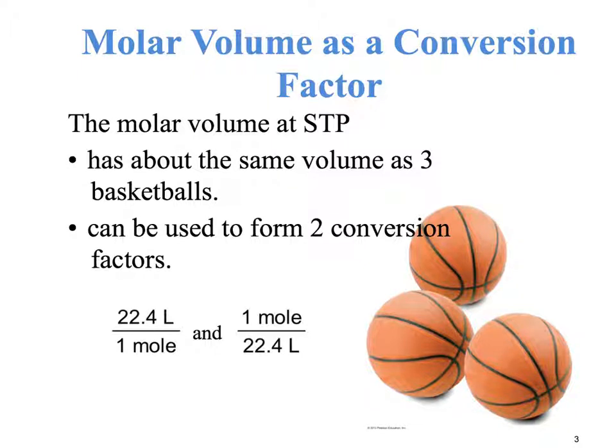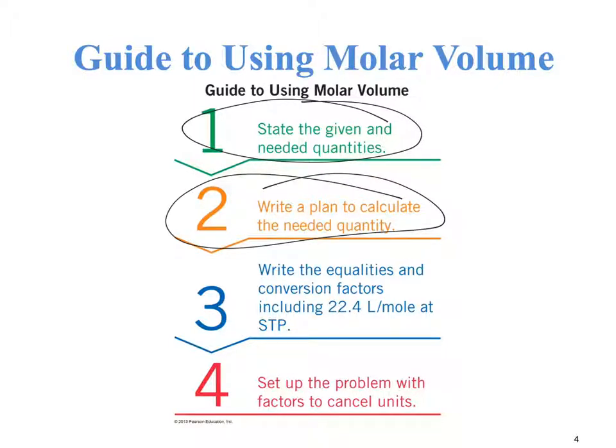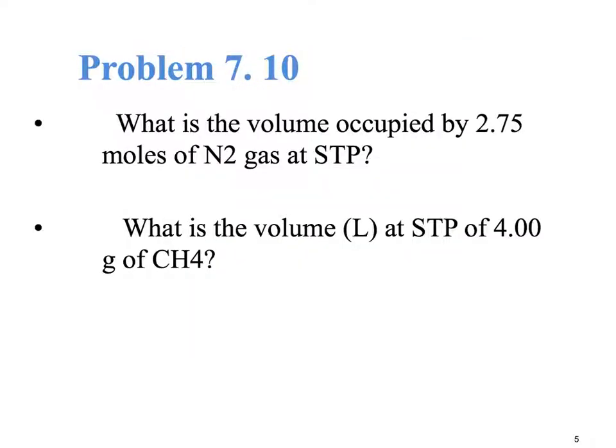So we can use this value at STP as a conversion factor. We could say at STP, 22.4 liters is 1 mole, or 1 mole is 22.4 liters. And we can design a problem around this, where we establish the units that are given and the ones that we want. We use a plan, and we use the 1 mole to 22.4 liters conversion factor, and then we set up the problem. So let's do a couple of problems together.